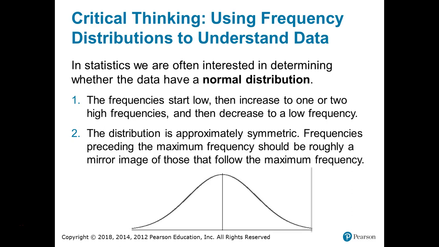In stats, we are often interested in determining whether or not the data has a normal distribution. And this is going to be the most important distribution that we deal with. So a normal distribution is this kind of bell-shaped curve. It starts off low, increases, gets really high, peaks right here in the middle, and then it repeats the same process down. And it's pretty much symmetric as well. All right, that concludes Chapter 2, Section 1.